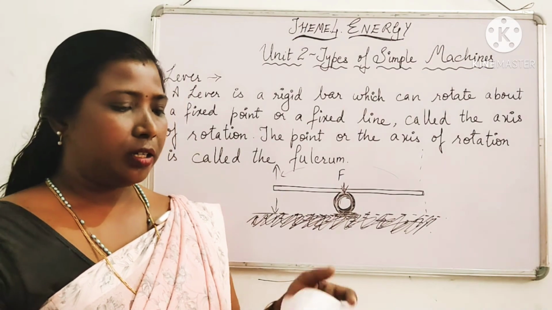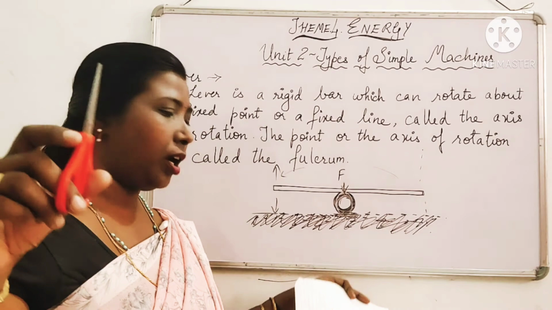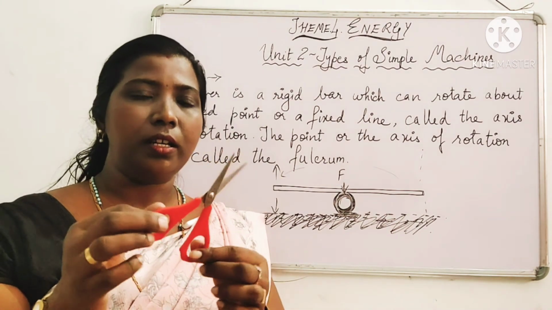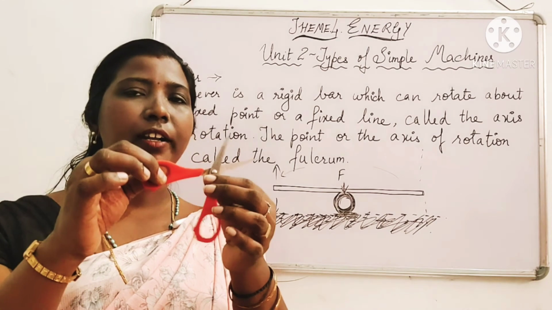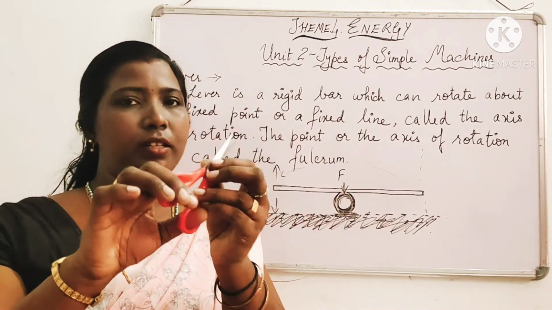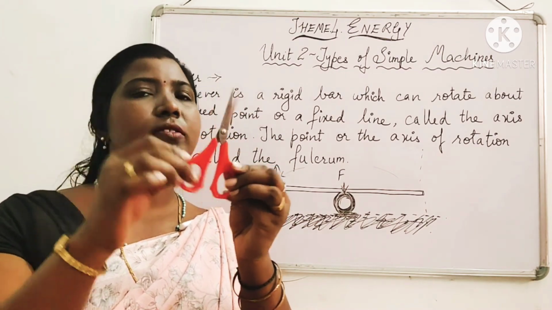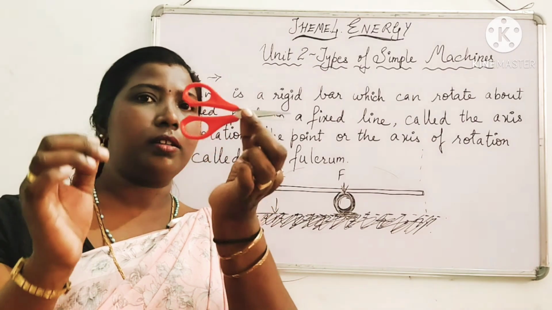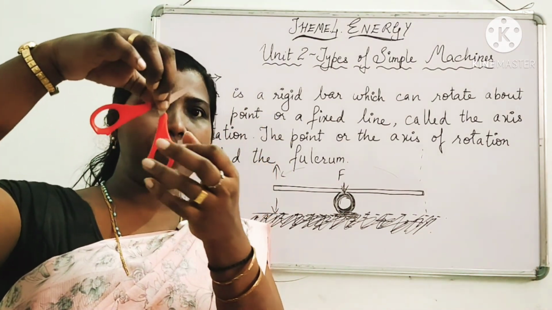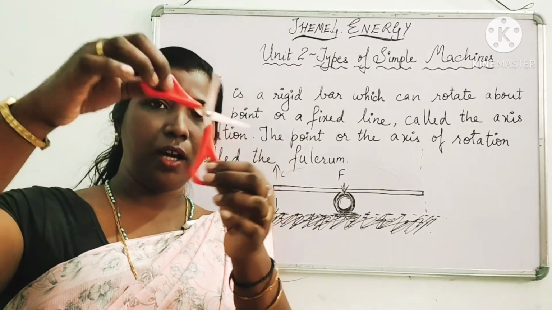I have an example. See, if I am cutting with a scissor, let me start with the scissor. Where is it rotating? Which is the fixed part? If you see, this middle part is the fixed part, and the blades are moving around it.